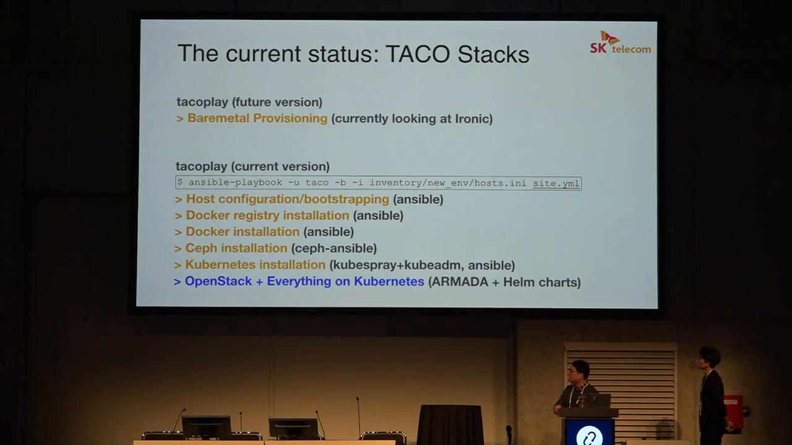After we have Kubernetes, we use Armada and Helm charts to do everything we put on top of Kubernetes. So we end up with Ansible on the left-hand side doing everything up to Kubernetes, and then Armada, part of Airship, and OpenStack-Helm charts doing everything on top of Kubernetes. So that's our current toolset.